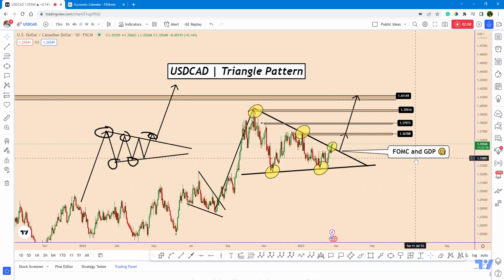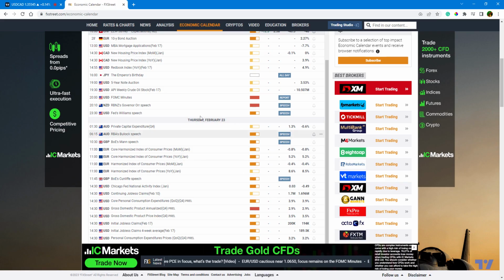However, from the fundamental perspective, today we have FOMC and tomorrow we have GDP data. We have FOMC minutes. We have to remember that FOMC was at the beginning of February, so this is an update today. I don't think that they are going to add anything in particular compared to the previous FOMC meeting. However, the volatility should be high, so we have to be very careful.